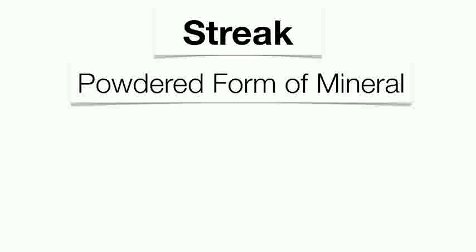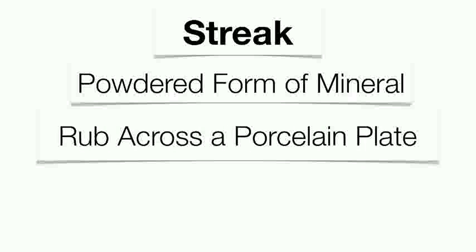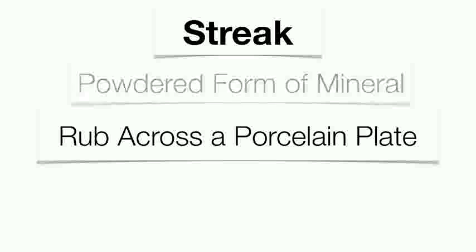Next up is streak. This is going to be the powdered form of the mineral. Very, very reliable property here. You're basically going to take your mineral and rub it across a porcelain plate, and what's going to happen here is that you're going to get the powdered form. Now you could have 100 samples of quartz with 100 different colors. Each sample of quartz is going to give you the exact same color. So it's a very, very reliable property from sample to sample.